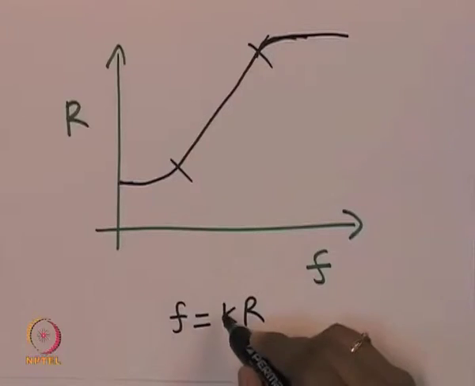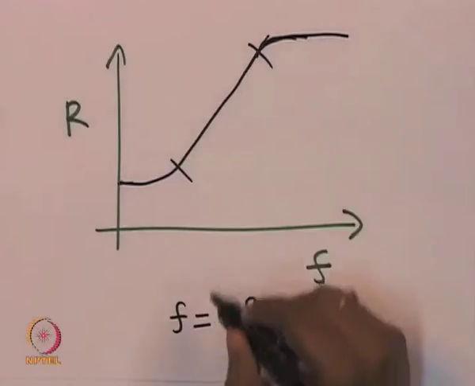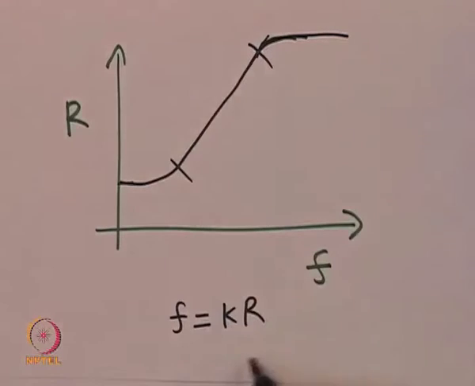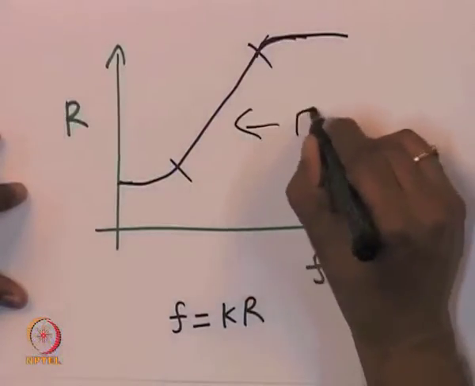This is like a spring, f is equal to k x is like a spring equation. So, in this regime, the DNA, or any polymer for that matter, would behave like a linear spring, like f is proportional to r. So, there is a regime where any protein will behave like a linear spring, and what is the reason for this? The reason for this is entropy.